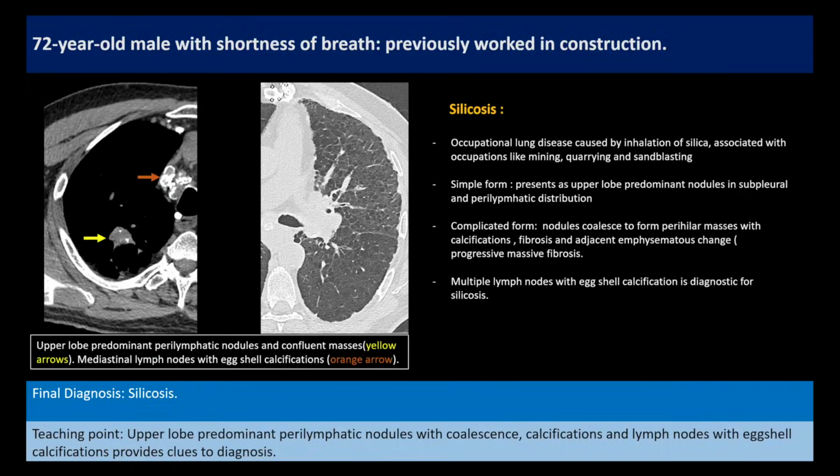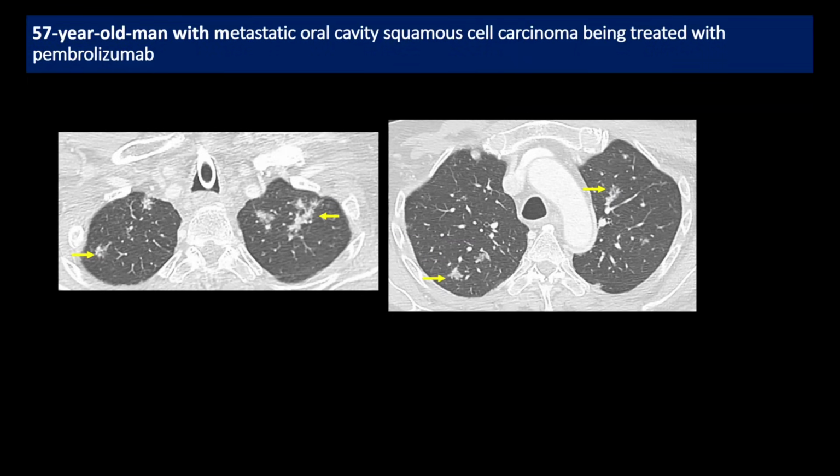Moving on to our next case, a 57-year-old patient with metastatic oral squamous cell carcinoma of the oral cavity being treated with pembrolizumab. The patient presented with shortness of breath soon after starting therapy, and the CT scan was obtained for assessing the complications of the medication or progression of disease. What we see here are perilymphatic, predominantly peribronchovascular, distribution of tiny lung nodules. As you can see, upper lobe predominant nodules, some of which were also reaching the pleura.